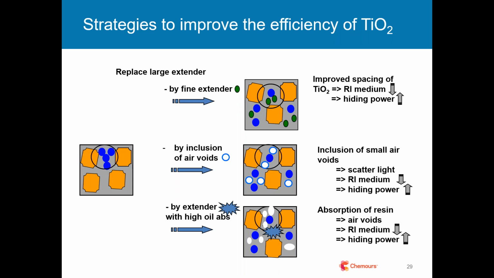Again, the same story. Here we have titanium dioxide originally surrounded by other titanium dioxide, so relatively high refractive index in the direct neighborhood of the titanium dioxide. Here we have titanium dioxide surrounded by air, by resin and air, I should say. So it's a lower refractive index, so a higher scattering efficiency of the titanium dioxide. And in addition, if the air pores have the right diameter, the air pores can scatter the light themselves also.